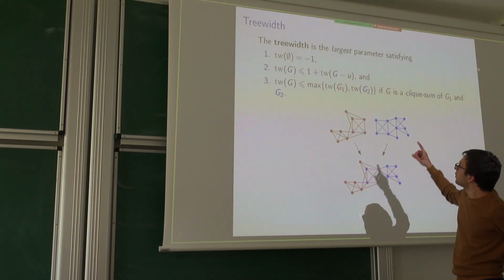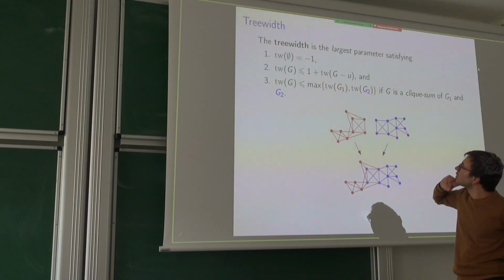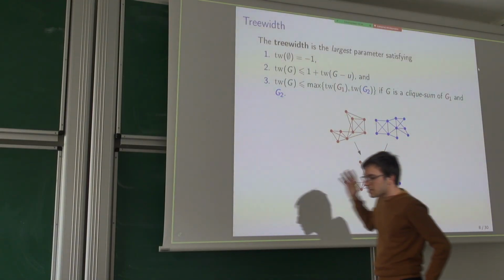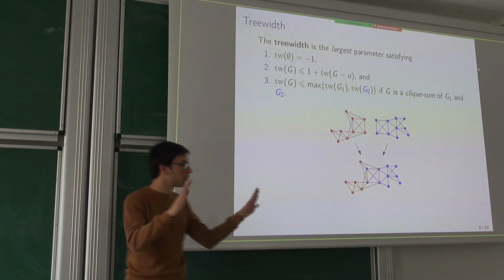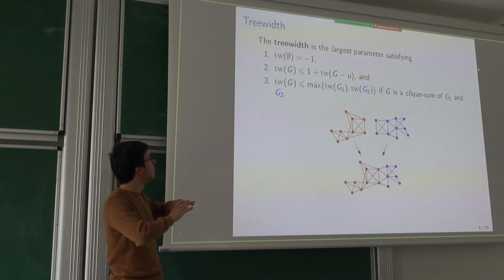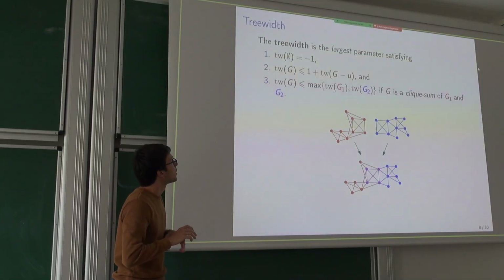So for treedepth, we were saying that the disjoint union is free. So the treedepth of a disjoint union is at most the max of the treedepths of both sides. For 2-treedepth, we could also glue two graphs on one vertex. And here for treewidth, we can do what we call a clique-sum.